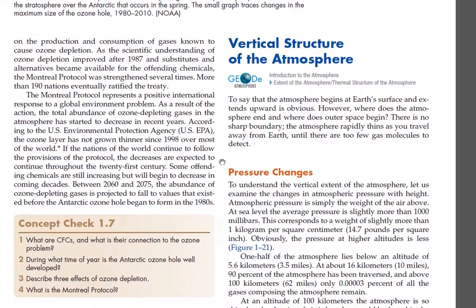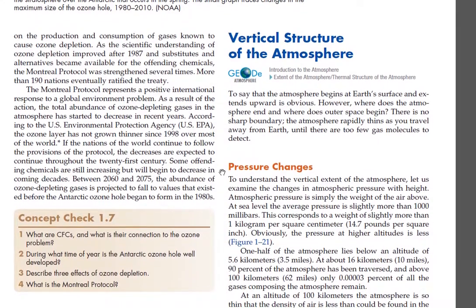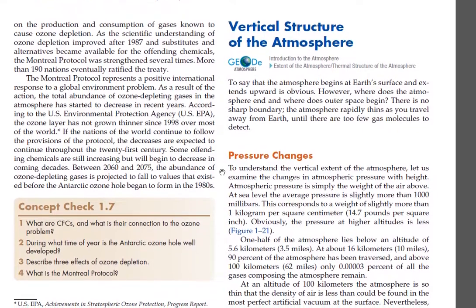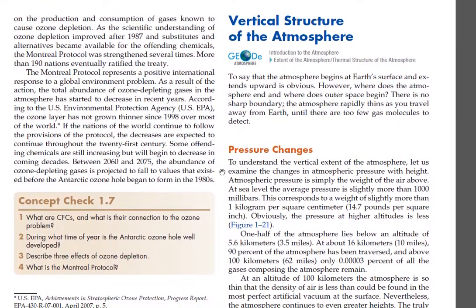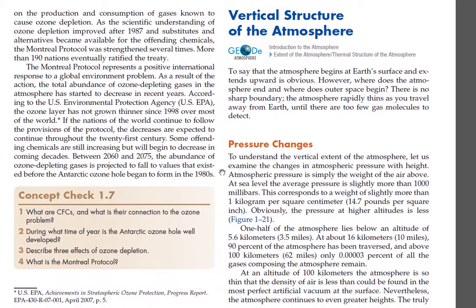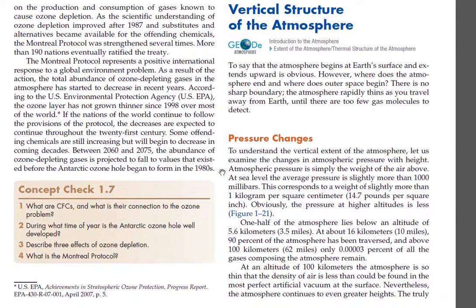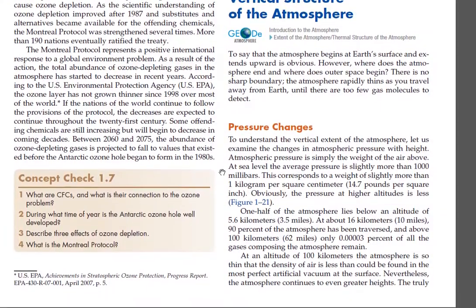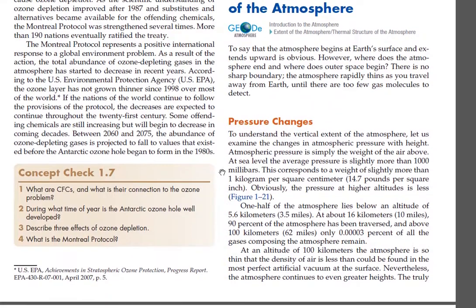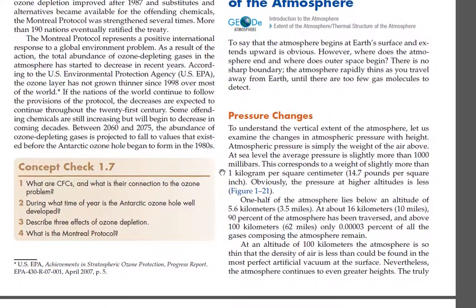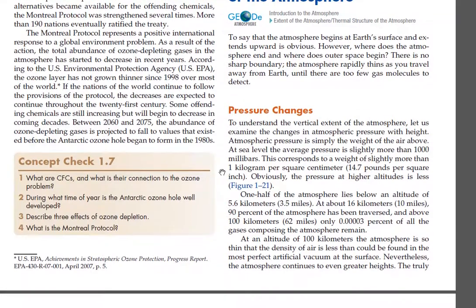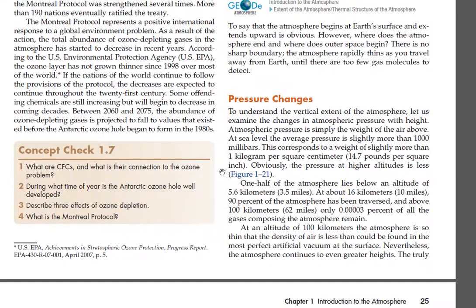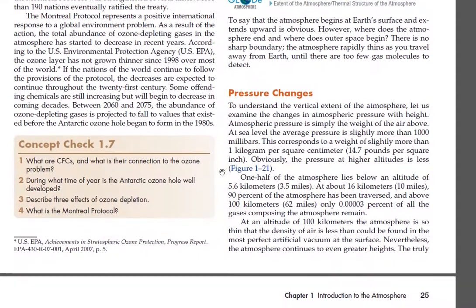Pressure changes. To understand the vertical extent of the atmosphere, let us examine the changes in atmospheric pressure with height. Atmospheric pressure is simply the weight of the air above. At sea level, the average pressure is slightly more than 1000 millibars. This corresponds to a weight of slightly more than 1 kilogram per square centimeter, 14.7 pounds per square inch. Obviously, the pressure at higher altitudes is less, Figure 121.